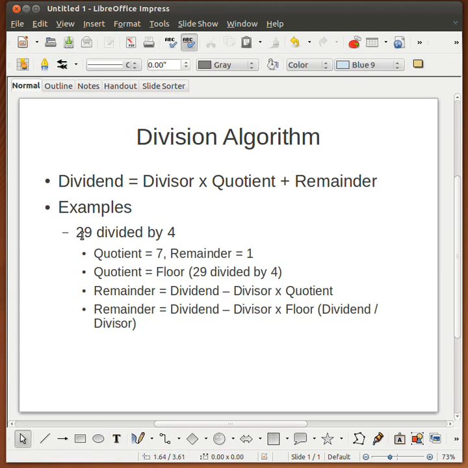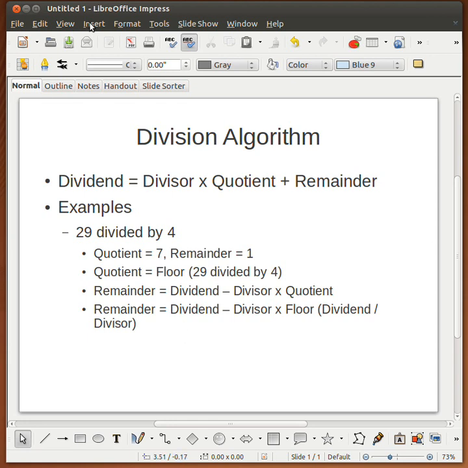Instead of saying 29 divided by 4, I'm going to make one of these numbers negative, and we will see what's happening. So negative 29 divided by 4. Then in the third example we will have 29 divided by negative 4, and in the last example we will have both of them negative, and we will see what the quotient is and what the remainder is and how it translates to these definitions.